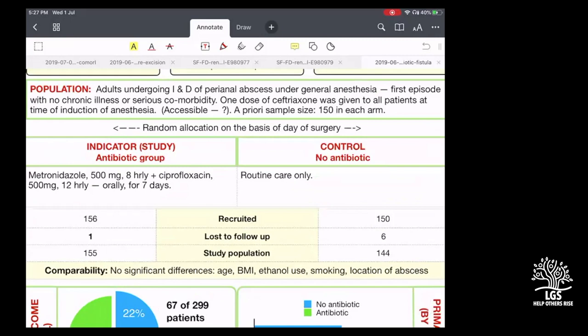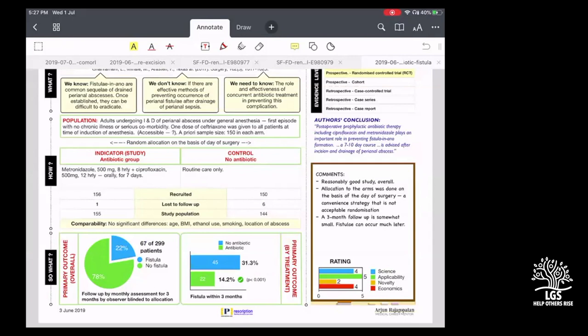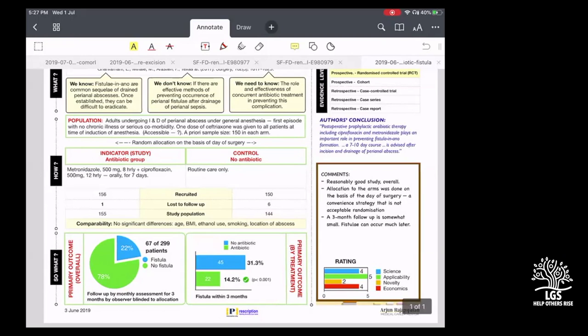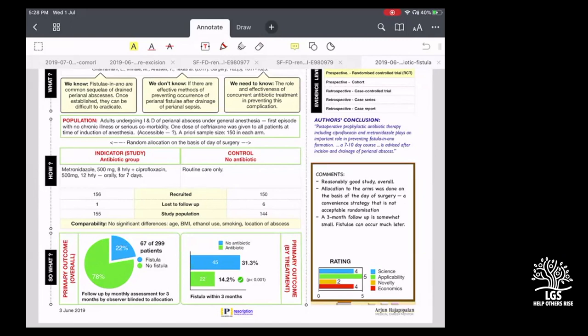The intervention group, we went to the study, the intervention group had metronidazole 500 milligrams 8 hourly and ciprofloxacin 500 milligrams 12 hourly orally for 7 days. The control group had no antibiotics. And here are the critical numbers, 156, 150. The number which completed the study was 155, 144. So your dropout rate is fairly small.